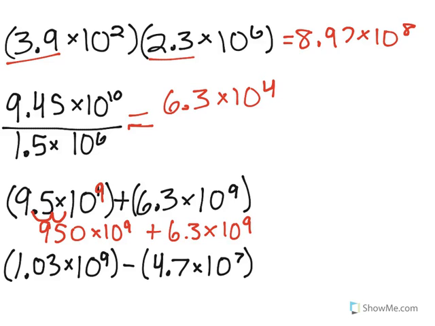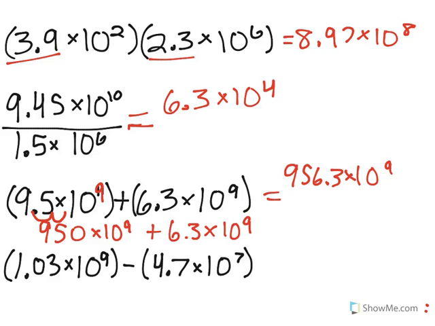So now we know our answer is going to have 10 to the 9th power in it. So we just need to figure out what is 950 plus 6.3. And that's going to give us 956.3. So 956.3 times 10 to the 9th power.